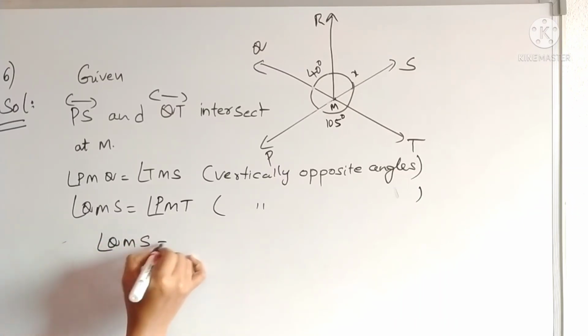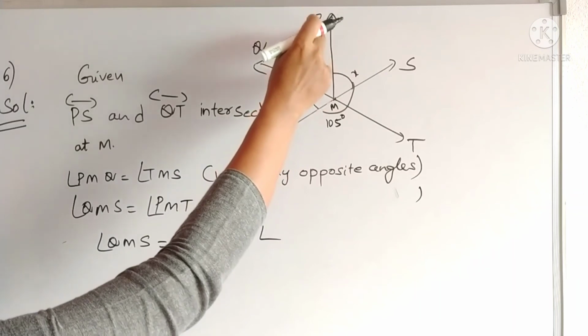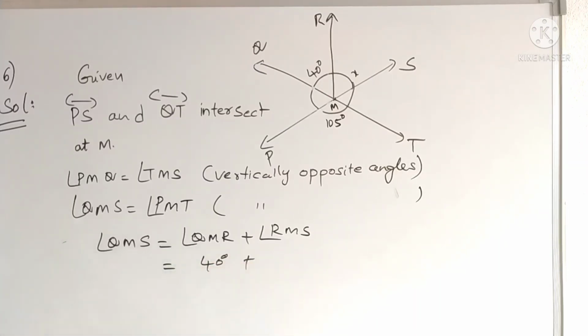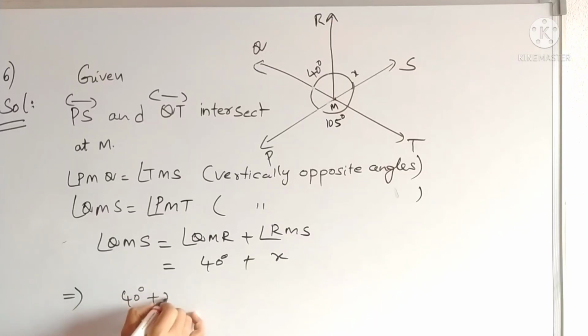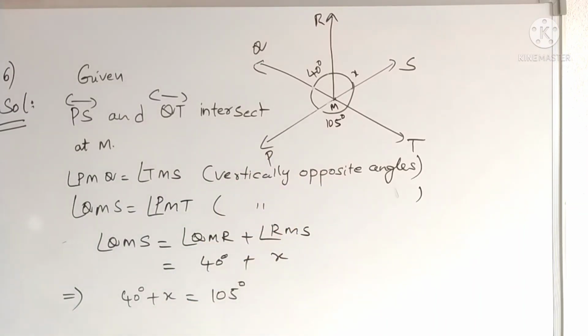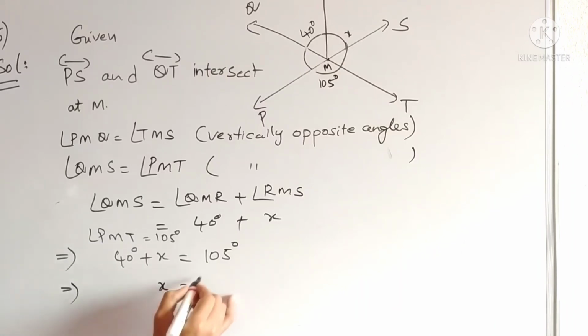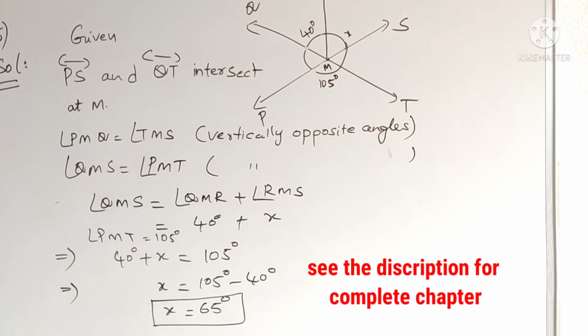So that implies angle QMS is equal to angle QMR plus angle RMS. So what is angle QMR? 40, plus RMS is X. So that implies QMS means now we can write 40 degrees plus X is equal to, what is angle PMT? 105 degrees. Okay, so we can write here angle PMT equals 105. So X is equal to 105 degrees minus 40. So 100 minus 40 is 60, and 5 is there now. So it is 65. So what is the value of X here? X is equal to 65 degrees.